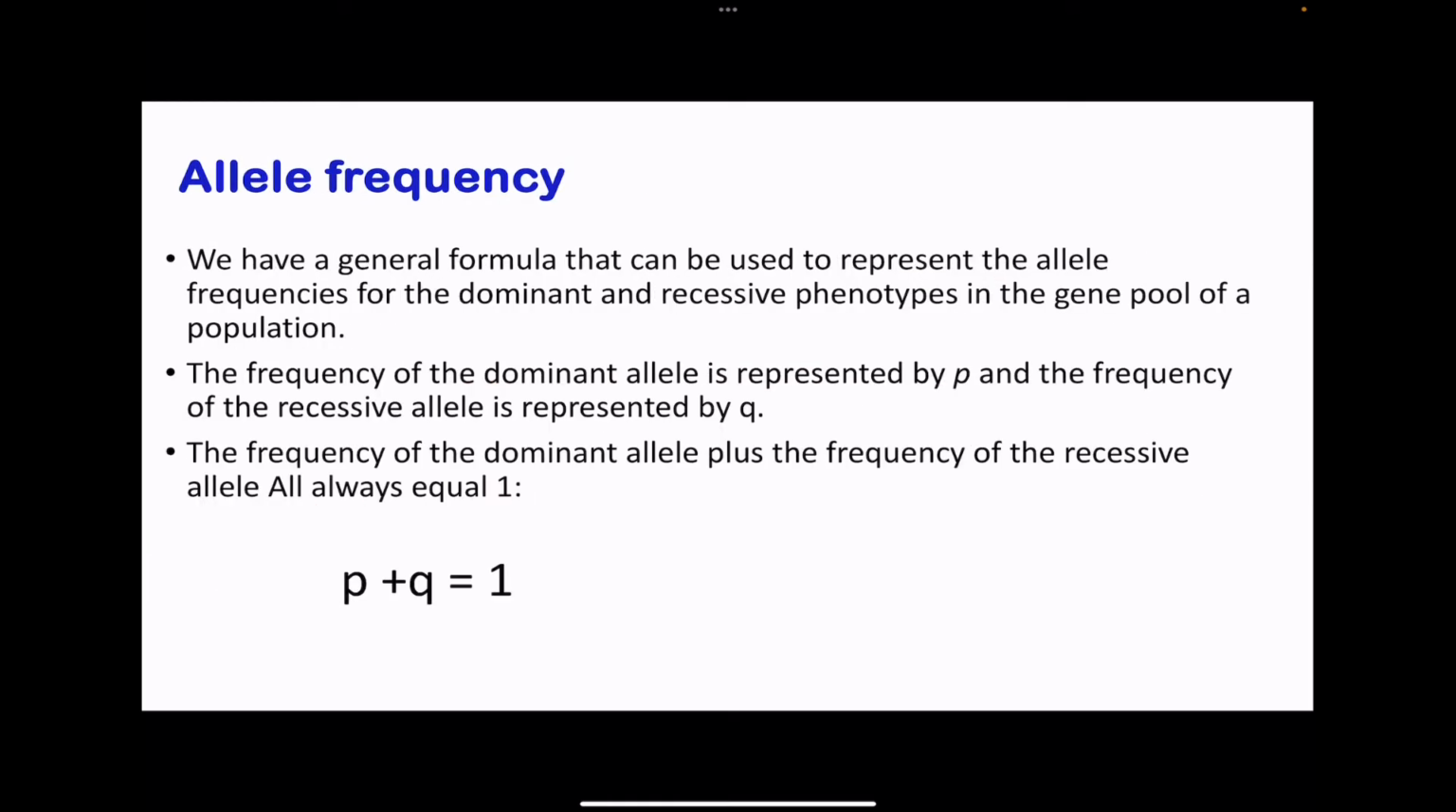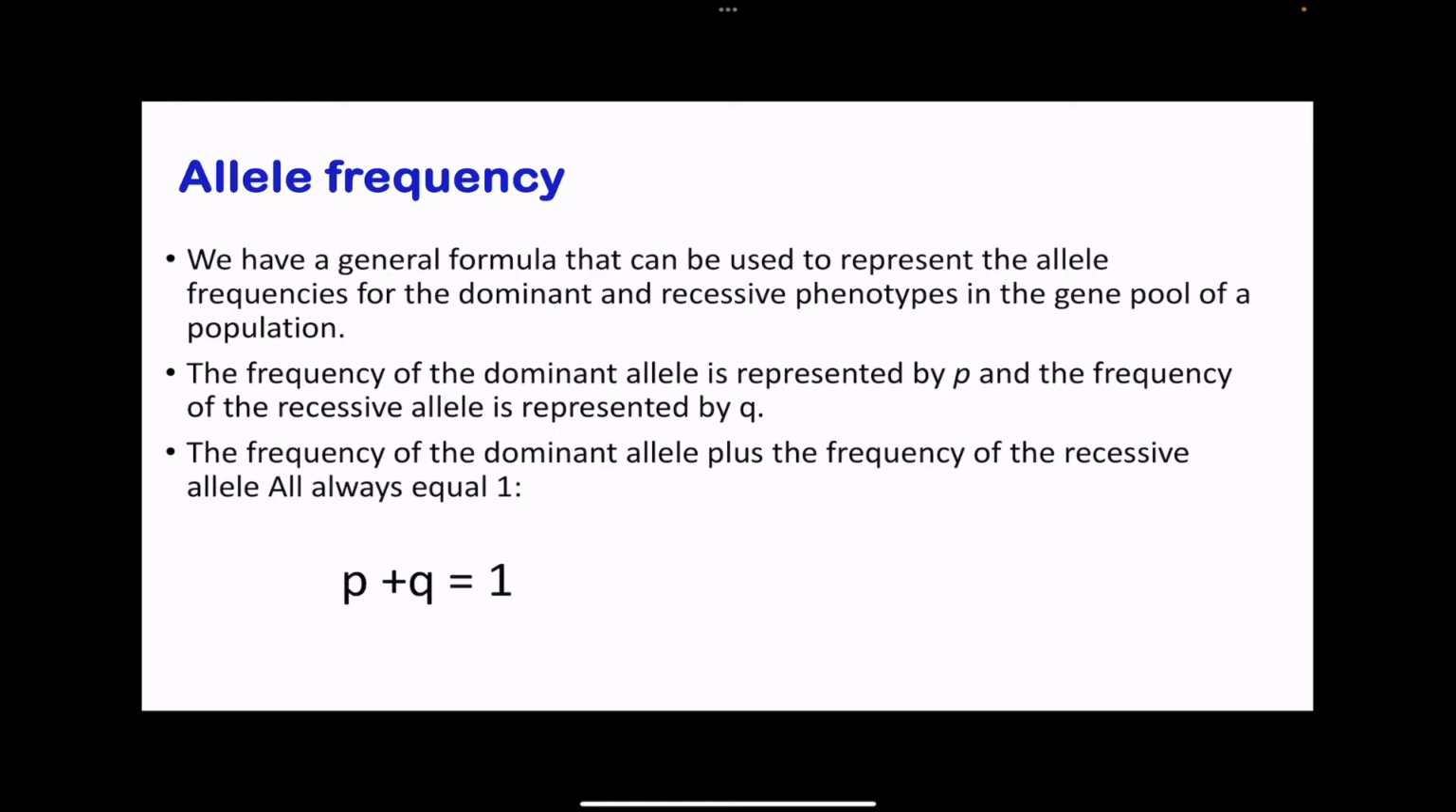Moving on to allele frequency. Allele frequency is the frequency of alleles as the environment changes through natural selection and adaptation. When selection pressure arises, those individuals that have the advantageous allele are going to survive, and their frequency is going to be increased.